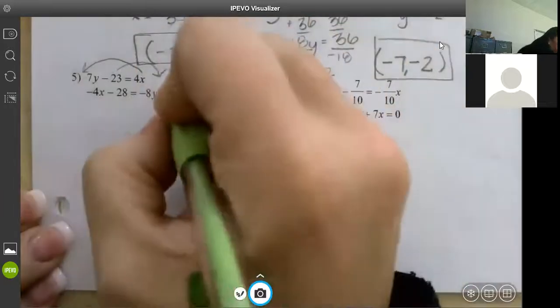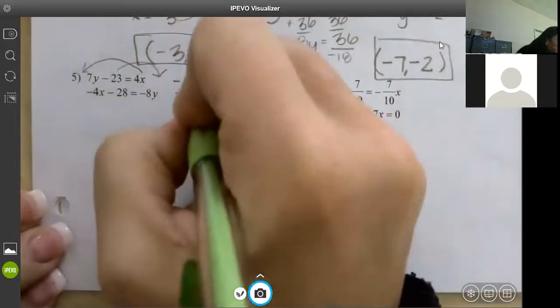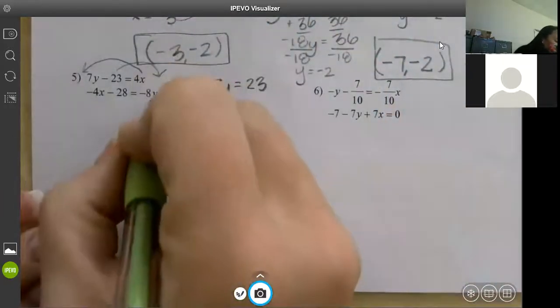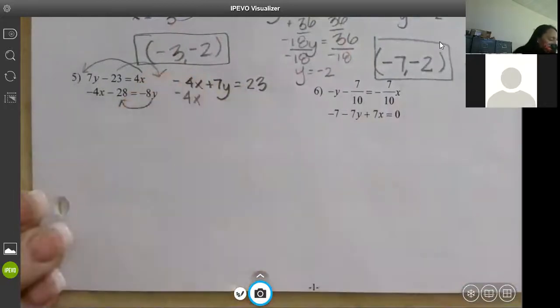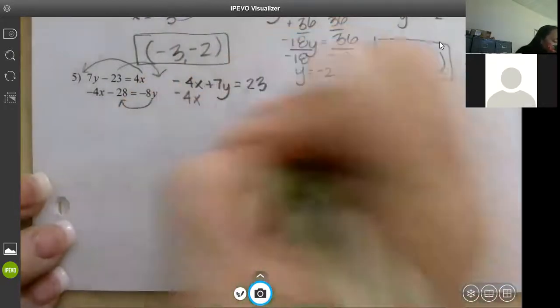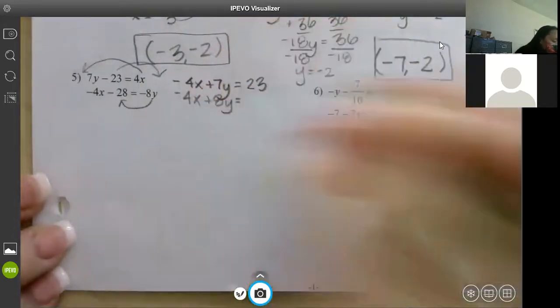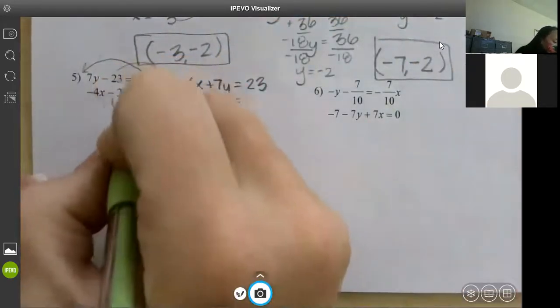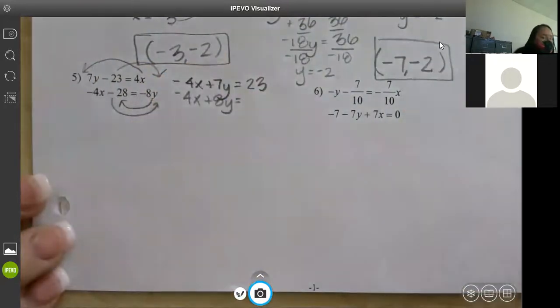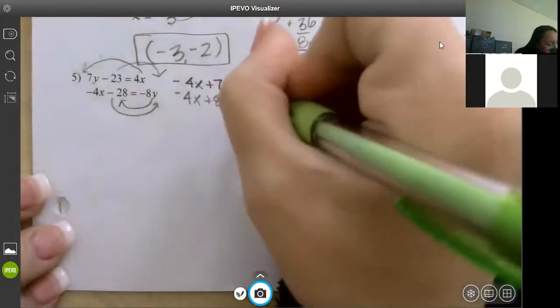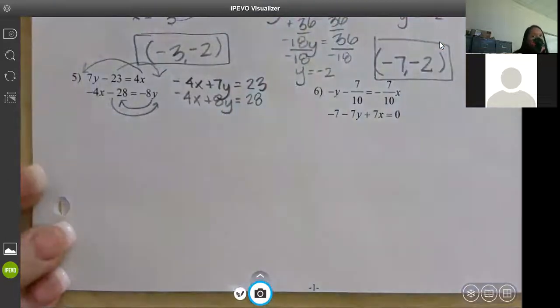The x is in the right spot, so we're good to go with it. I need the y on the other side, so how do I get this negative 8y on the other side? Add it. The negative 28 is on the wrong side, so how do I get it on the other side? Add it, so it's going to be a positive 28.